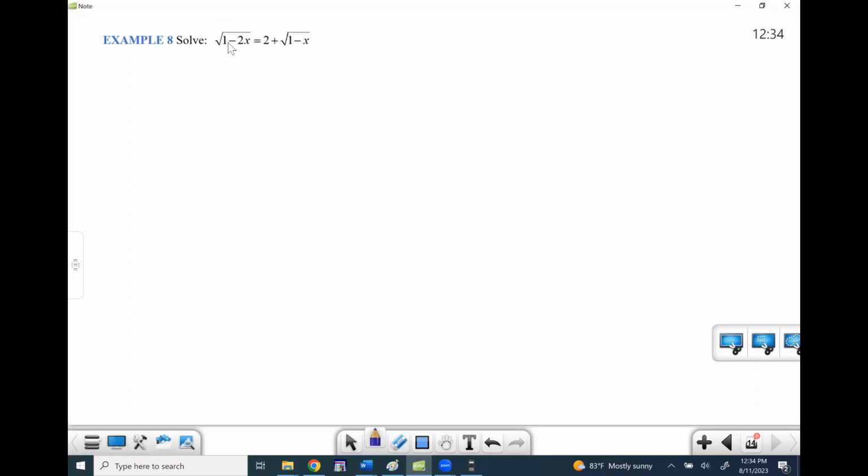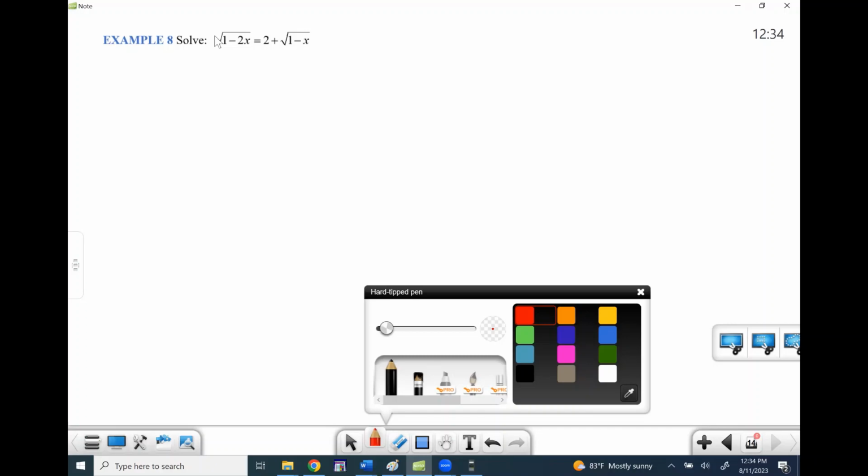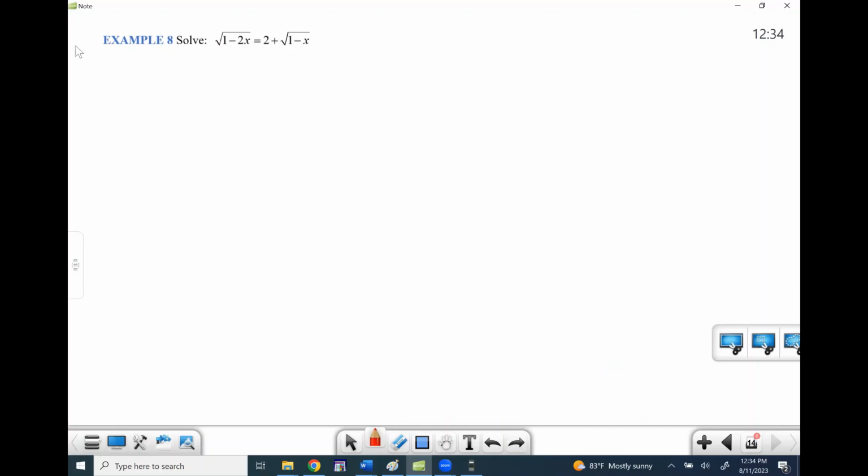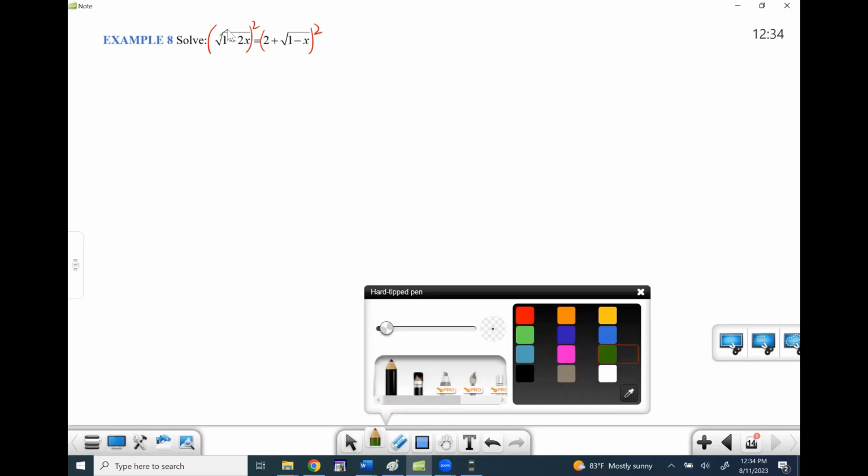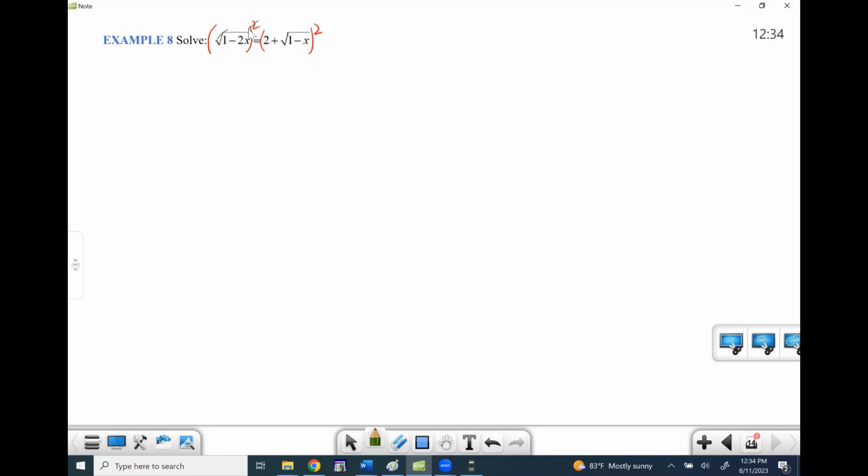Step 2 is to raise both sides to a power equal to the index. There is no index, which means it's a 2. Okay, no written index. So we're going to raise both sides to a power of 2. So that means that we're going to go ahead and cross off here to get 1 minus 2x. But over here, we're going to have to square this. So we're going to have to multiply it by itself.